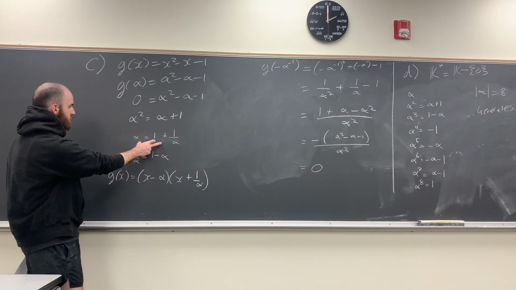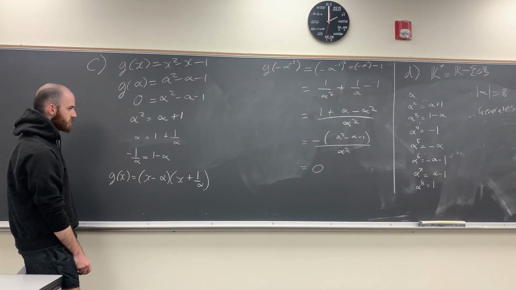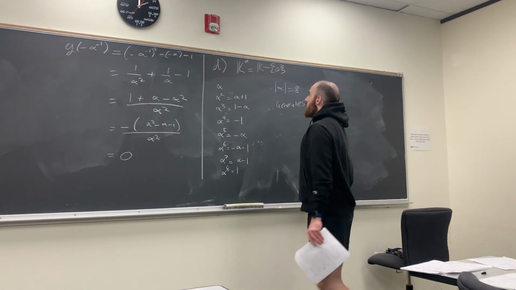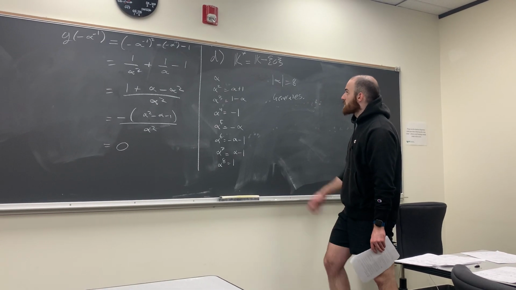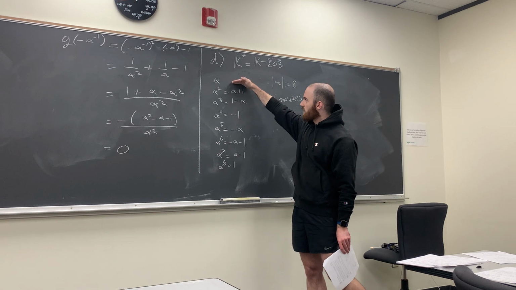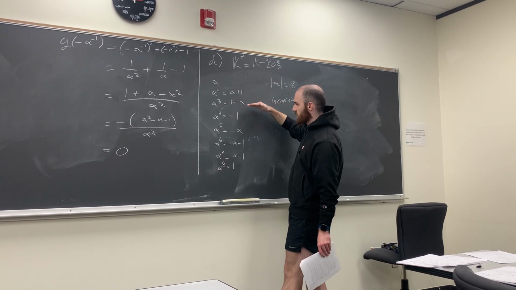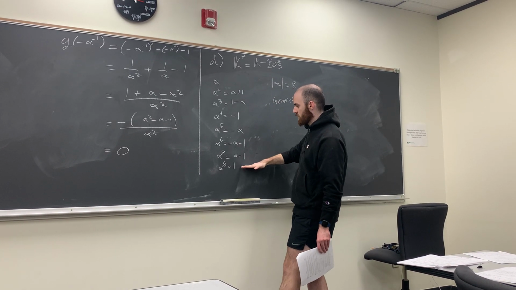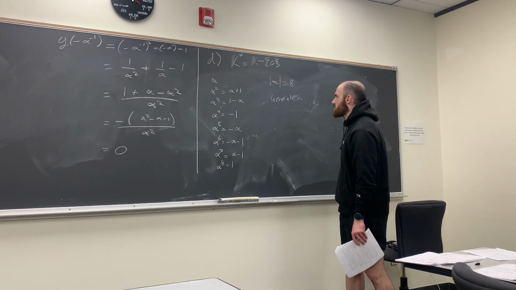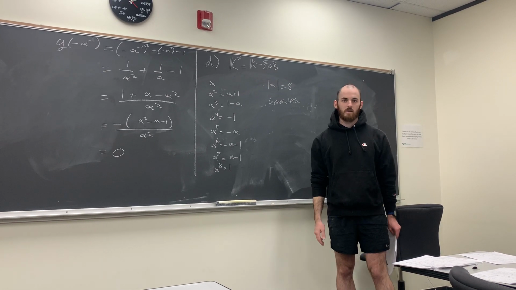And then part D, alpha does in fact generate the multiplicative group K cross. Alpha is itself, alpha squared, and then just going through step by step, you get that its order is 8 and it generates the whole group because we just don't have 0. All right.